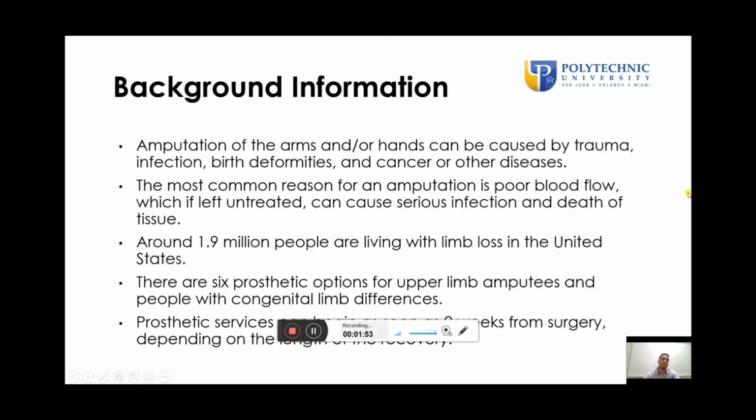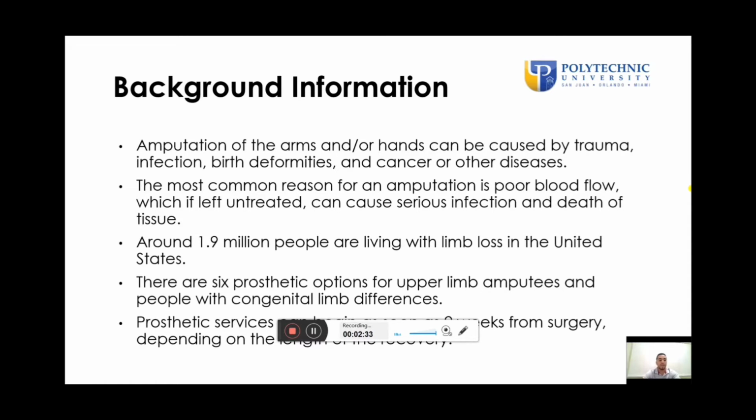There are 6 prosthetic options for upper limb amputees and people with congenital limb difference. These are passive prosthetics, body powered prosthetics, and externally powered prosthetics. Prosthetic service can be as soon as 2 weeks from surgery, depending on the length of the recovery. Ideally, you should try to begin using the prosthetics within 30 days of surgery, which allows you to adapt more quickly to using the device.